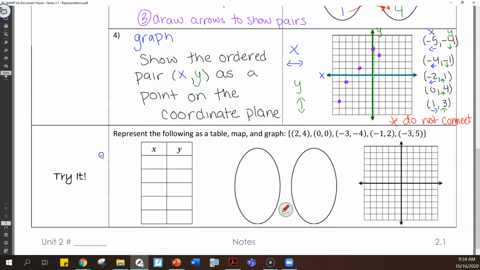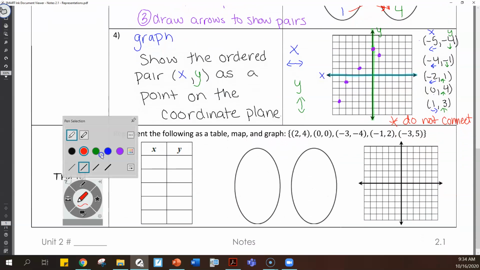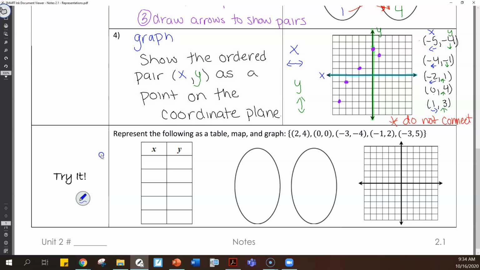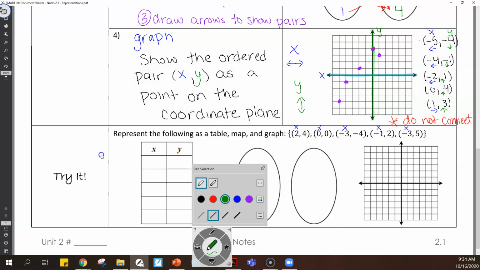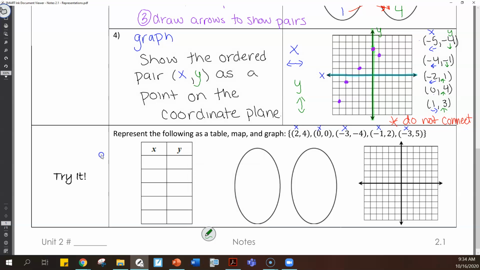So let's do one more really quick example. Remember that our X values are always the first value in my ordered pair. So (2, 4), my X value is 2, 0, -3, -1, and -3. And my Y values are going to be my second number in my ordered pair. So 4, 0, -4, 2, and 5.